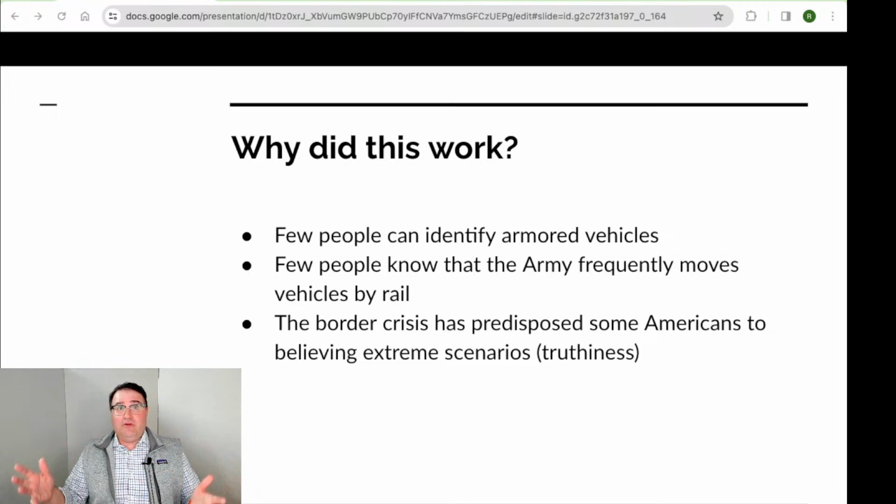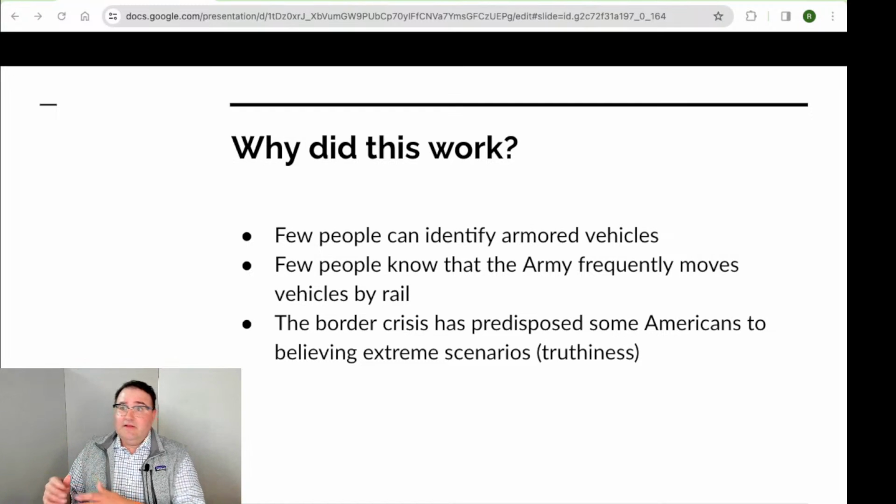And very few people know that the Army frequently moves vehicles by rail. The border crisis has predisposed some Americans into believing extreme scenarios. And there's your truthiness right there. If you're on the left, then you might believe, oh my God, Greg Abbott is putting Bradleys on the border and they're going to use their machine guns to mow down migrants as they come over.